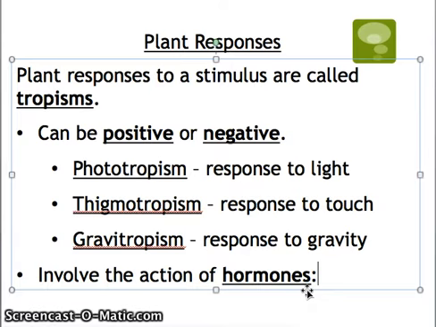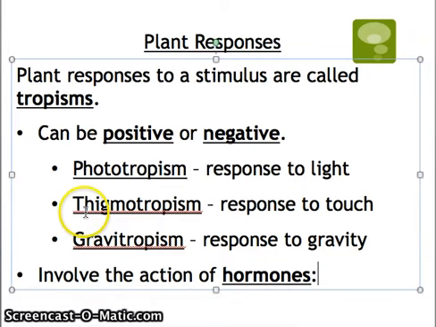Okay? So we're going to talk about 3. Phototropism. Phototropism is a plant's response to light. So positive phototropism would be toward light. Negative phototropism would be away from light.